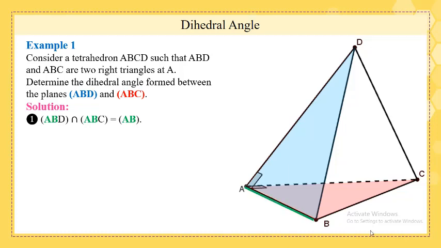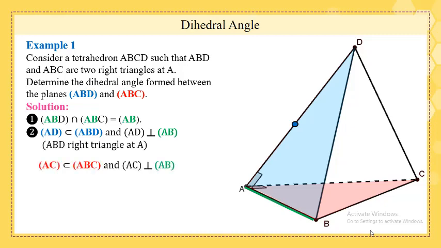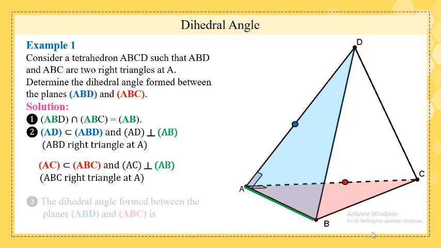The second step is to find two lines in each of these planes that are both perpendicular to the line of intersection AB at the same point. As you can see, line AD is a line contained in the plane ABD that is perpendicular to AB at A, since ABD is a right triangle at A. Similarly, AC is a line contained in the plane ABC that is also perpendicular to AB at A, since ABC is a right triangle too. What do you think the dihedral angle is? Well, the dihedral angle formed between the two planes ABD and ABC is the angle DAC.